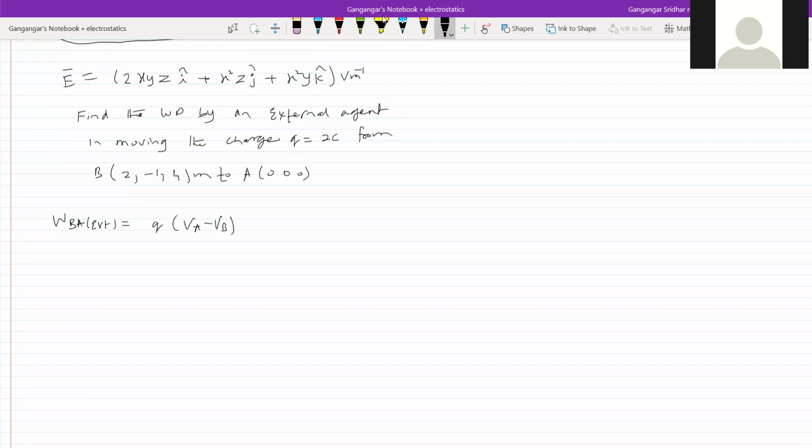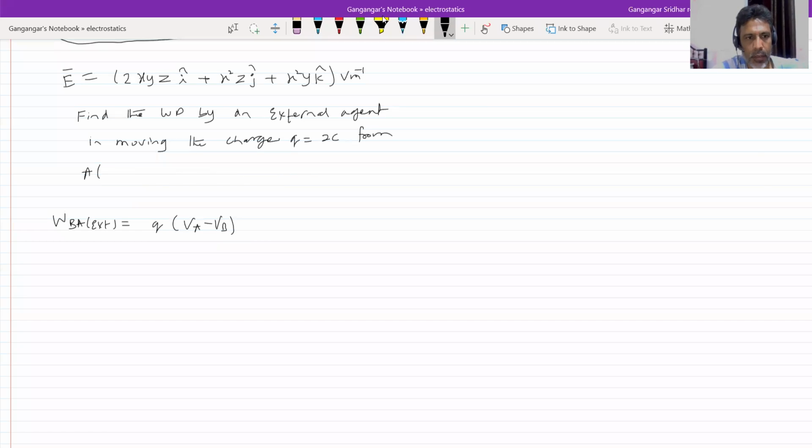Sorry, it should be moving the charge from A to B, no? I'll make it A to B. From the origin it should be (0, 0, 0) to (2, -1, 4). Yeah. Calculate VAB. So then this will become A to B. I'm just changing the condition. It went either way. Somehow if you can calculate the potential difference, the problem will get over.